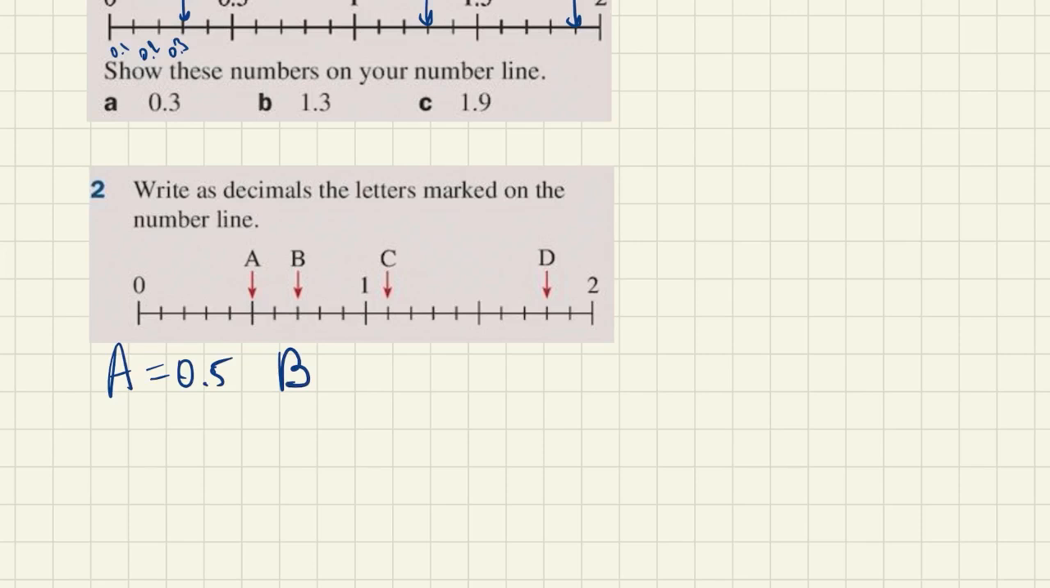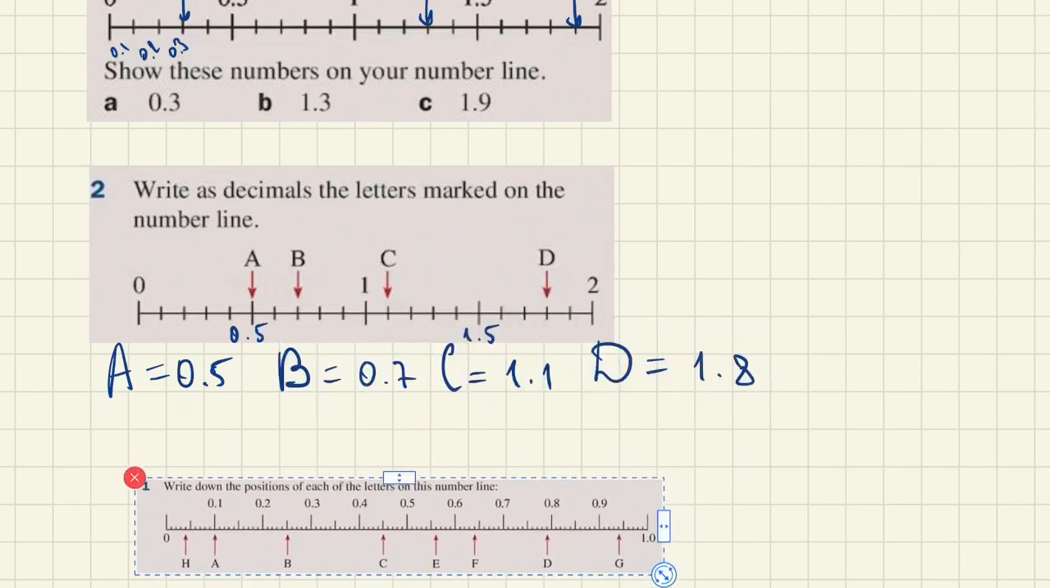B, closer to 1: 5, 6, 7. B is 0.7. And C is right next to 1, so we go 1, and then we have 1.1. D is a little bit more far, so we go 1.1, 1.2, 1.3, 1.4, 1.5. We can kind of mark these for convenience. We go 1.6, 1.7, 1.8. So D is equal to 1.8.